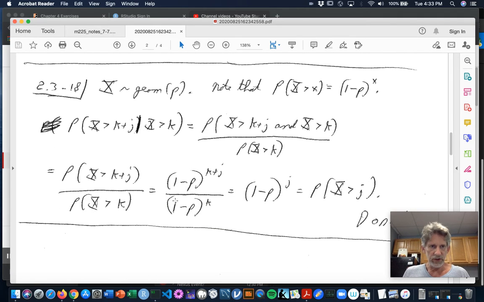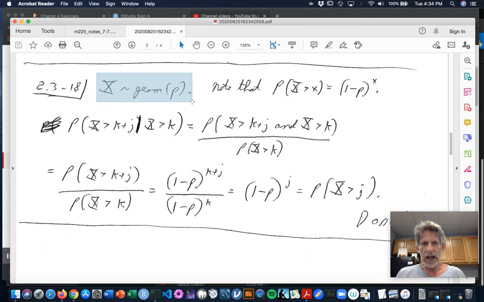Number 18 in this section, I'll go ahead and grab the book and read it out for you. 2.3, number 18. Yeah, let X have a geometric distribution, and we've got to show that this conditional probability is equal to this. That's the problem we have.